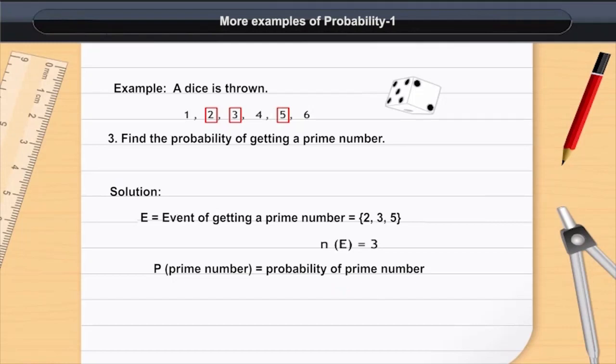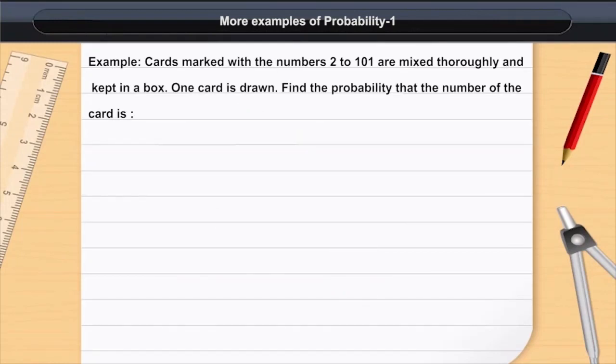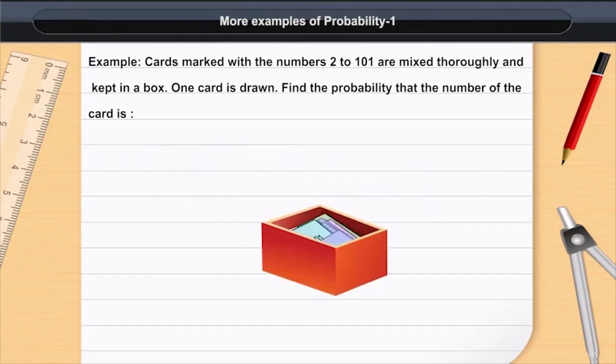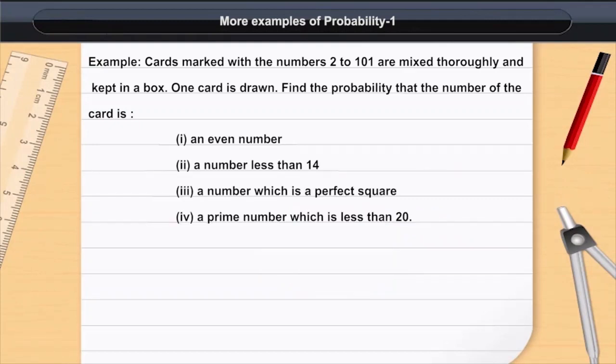1 by 2. Example: cards marked with the numbers 2 to 101 are mixed thoroughly and kept in a box. One card is drawn. Find the probability that the number of the card is 1. An even number, 2. A number less than 14, 3. A number which is a perfect square, 4. A prime number which is less than 20.